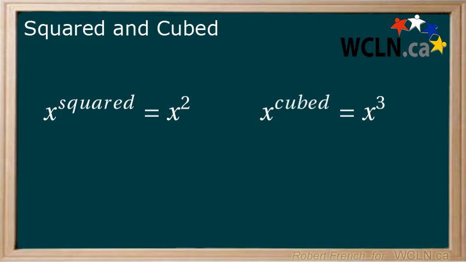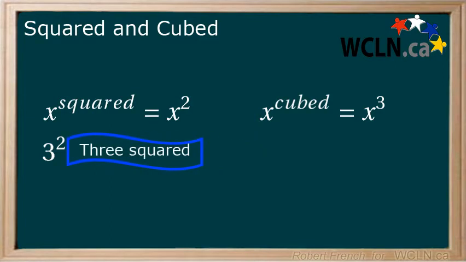Here is an example. 3 to the power of 2. This can be called 3 squared. When a number is to the power of 3, we can say it is cubed. So 11 to the power of 3 is 11 cubed.